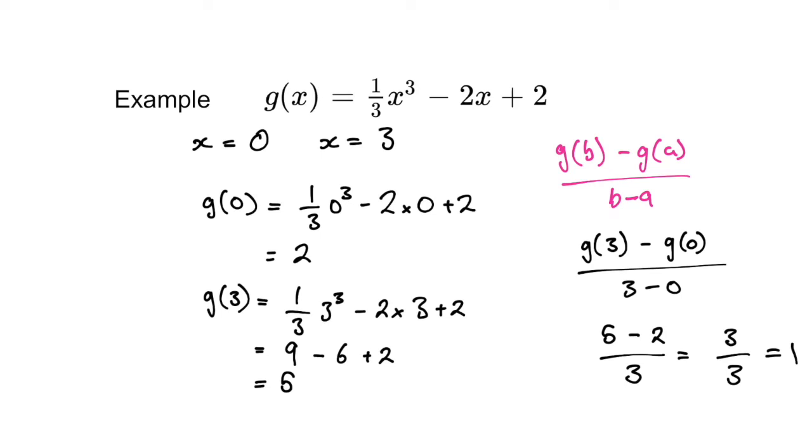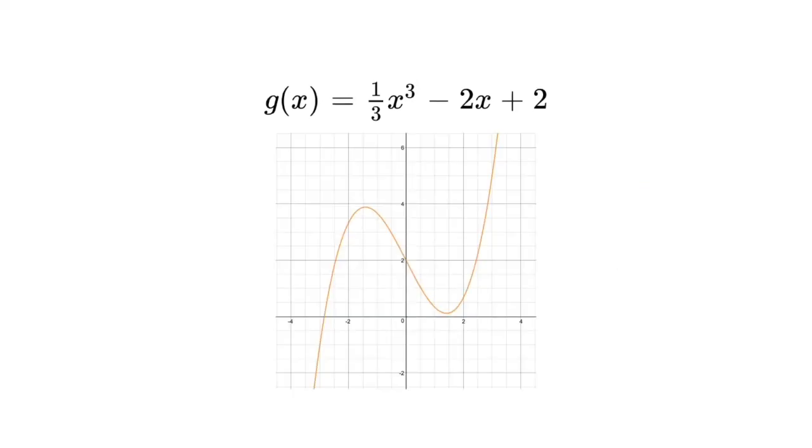Now let's have a look at this graph. This is the graph of 1/3 x cubed minus 2x plus 2. The two points that we were looking at were (0, 2) and (3, 5). So the average rate of change is the gradient between those two points. And looking at the graph, we can see that our change here is equal to 3, and the change down here is also equal to 3.